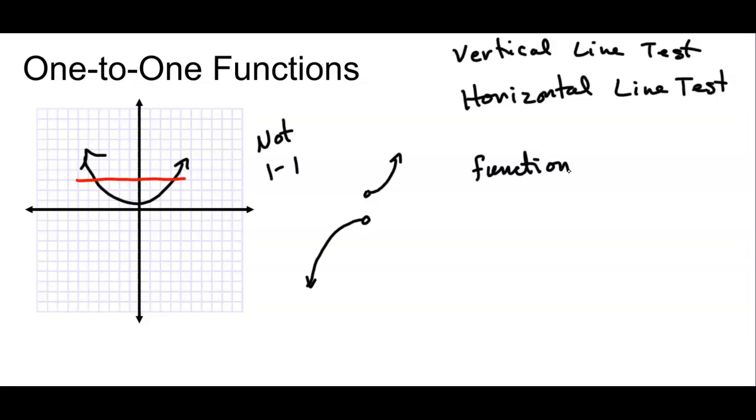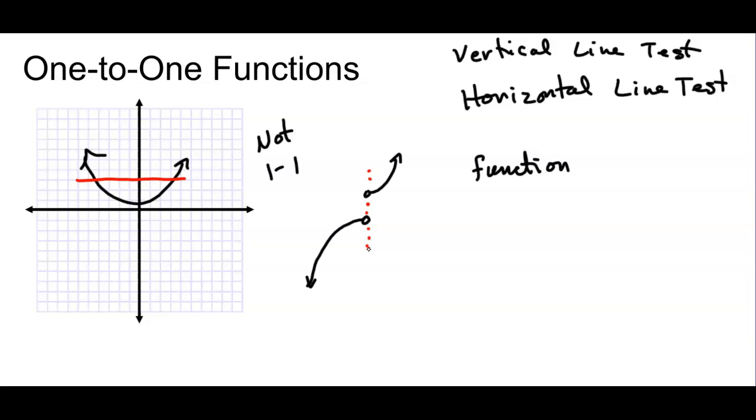Now, some of you might be concerned and you might say, well, but what if I draw a vertical line right here? Say I draw a vertical line right there. It doesn't hit any points, right? That's okay. We don't have to have a point at that value of x. It's just not defined for that value. Doesn't mean it's not a function. So it passes the vertical line test.